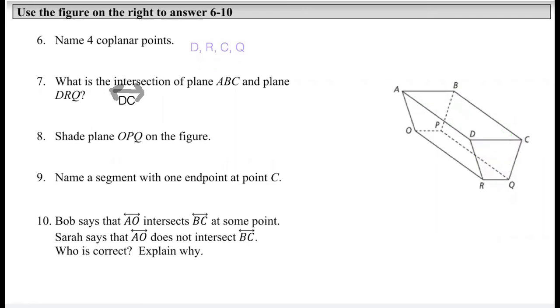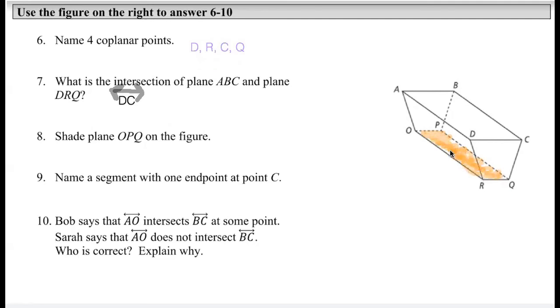And for number 8, we're looking for the points OPQ in the same plane. So we have OPQ. That's going to be in this plane down here on the bottom. And all we have to do is shade that one in. Okay, we're shaded in there.